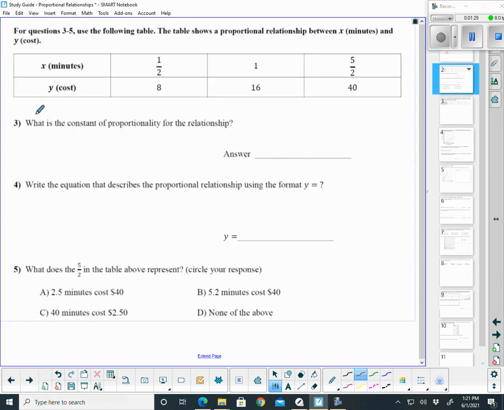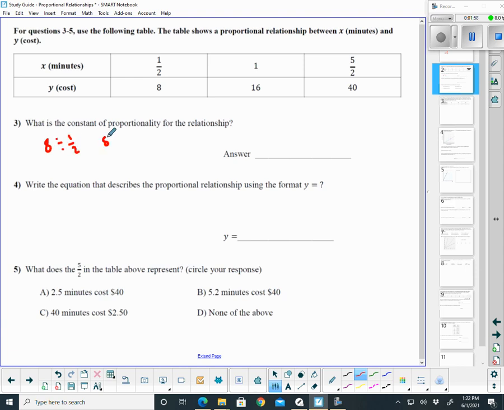All right, in questions 3 to 5, use the following table. The table shows a proportional relationship between x in minutes and y cost. What is the constant of proportionality for the relationship? So the constant of proportionality is determined by doing y divided by x. It doesn't matter which one of these you do, but obviously this is going to be the easiest one. But let's just say you decided to do 8 divided by 1/2.